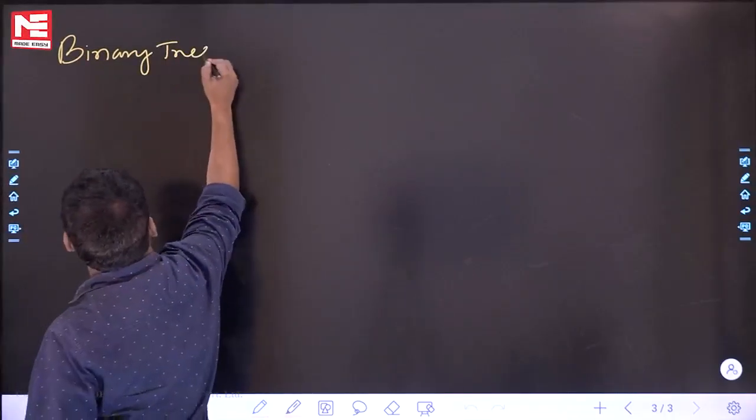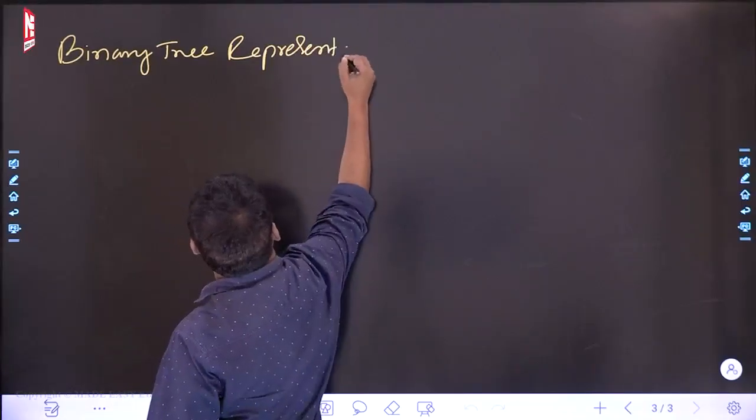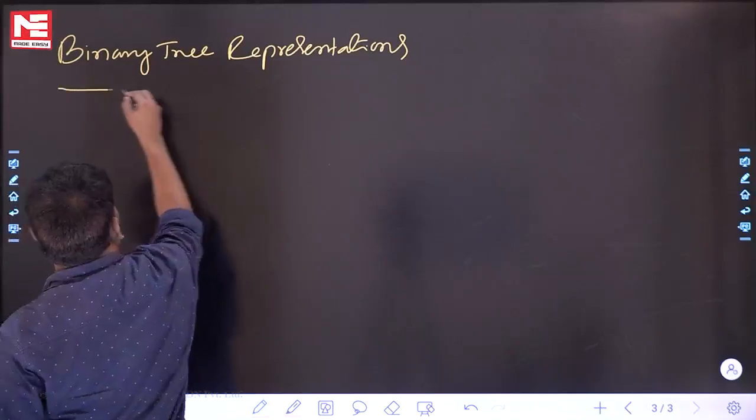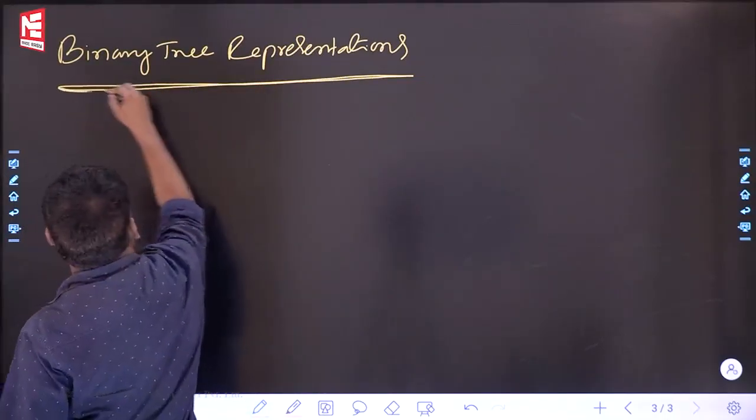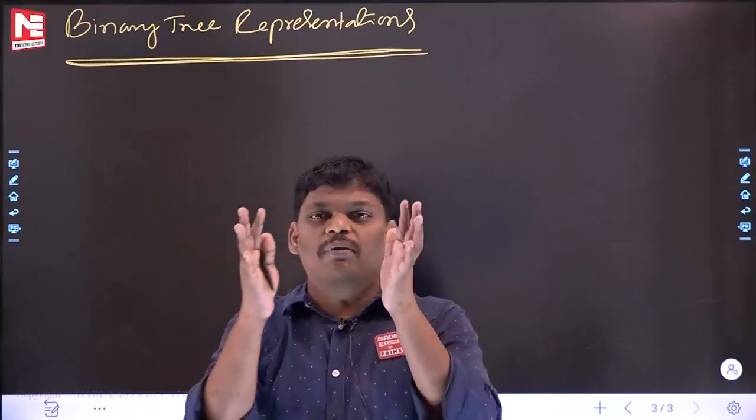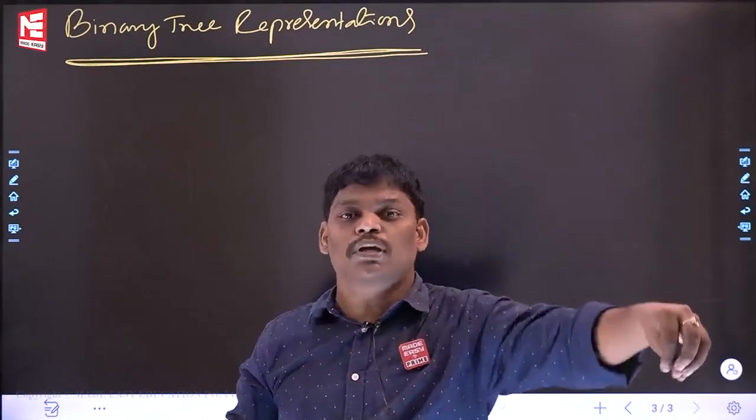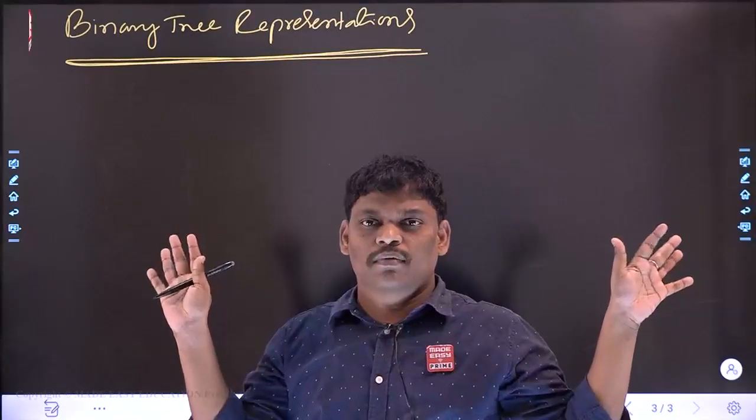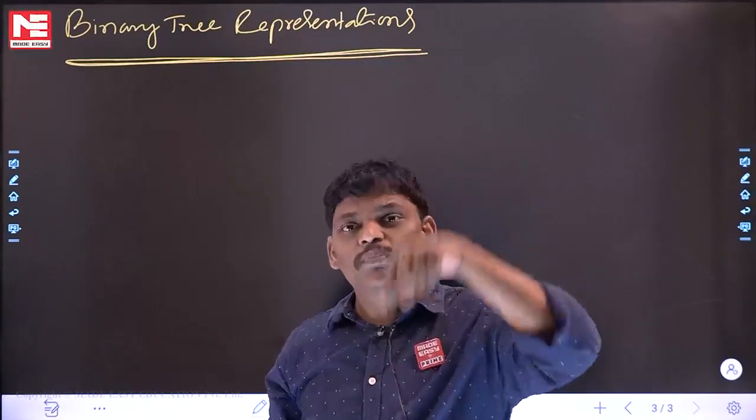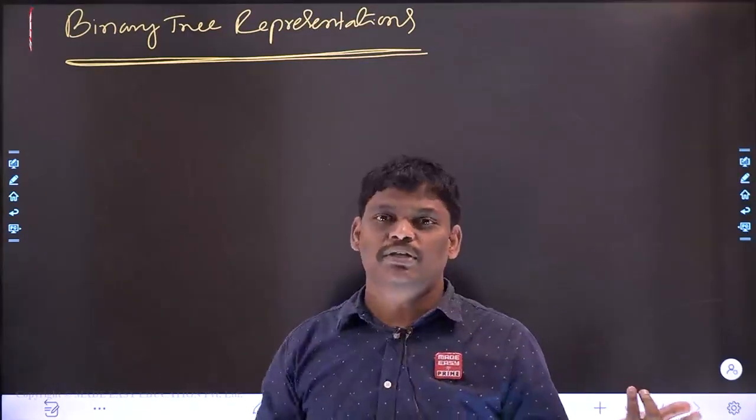Binary tree representations. The meaning of this line is: you have a binary tree and you want to keep that binary tree inside the computer. How will you keep it? See this one, somewhere in my nodes a binary tree is there. I want to keep that binary tree inside the computer. How will I keep it? That is called binary tree representation.